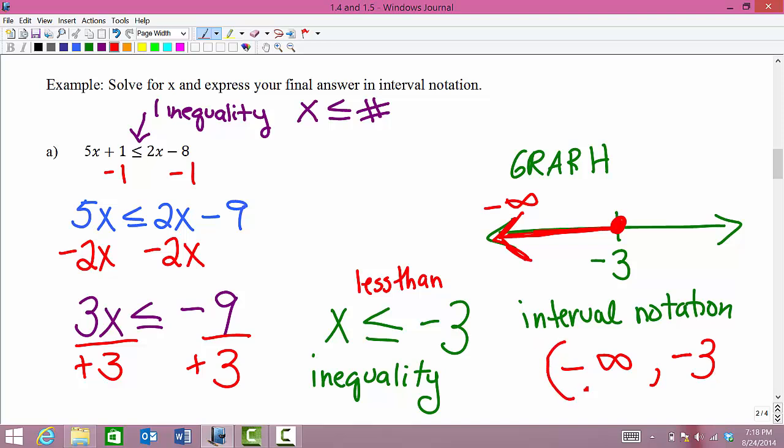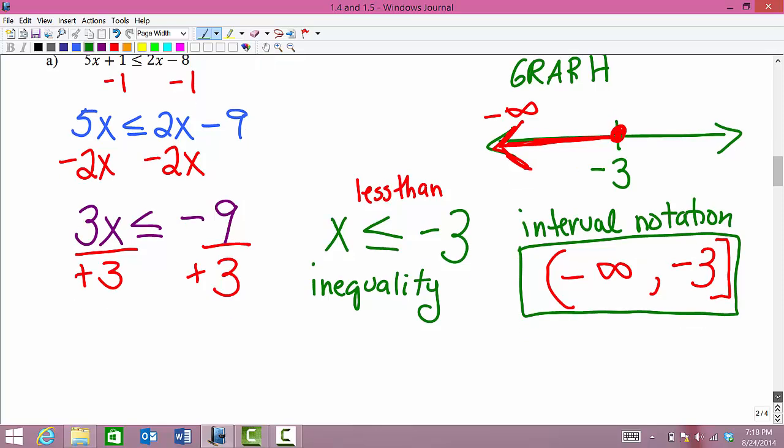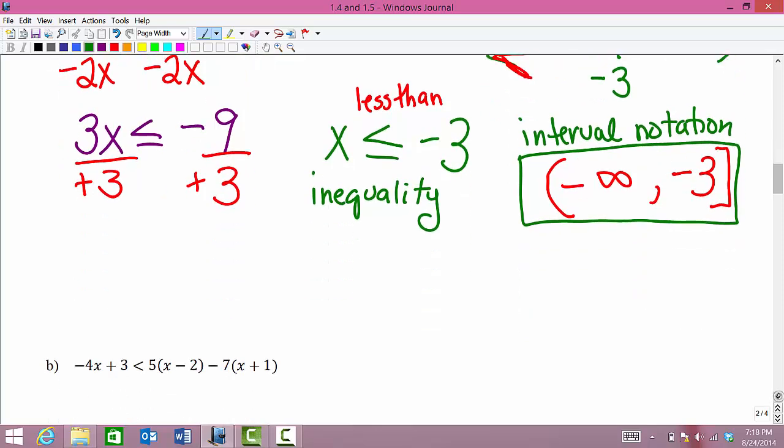Parentheses always next to infinity, and because I used a closed circle and I had an equal sign on my inequality, all of those things mean that I should put a closed bracket next to my -3. This is my final answer, -infinity to -3, open parentheses on infinity, close bracket on -3. Doing the graph first really helps to give you that interval notation.